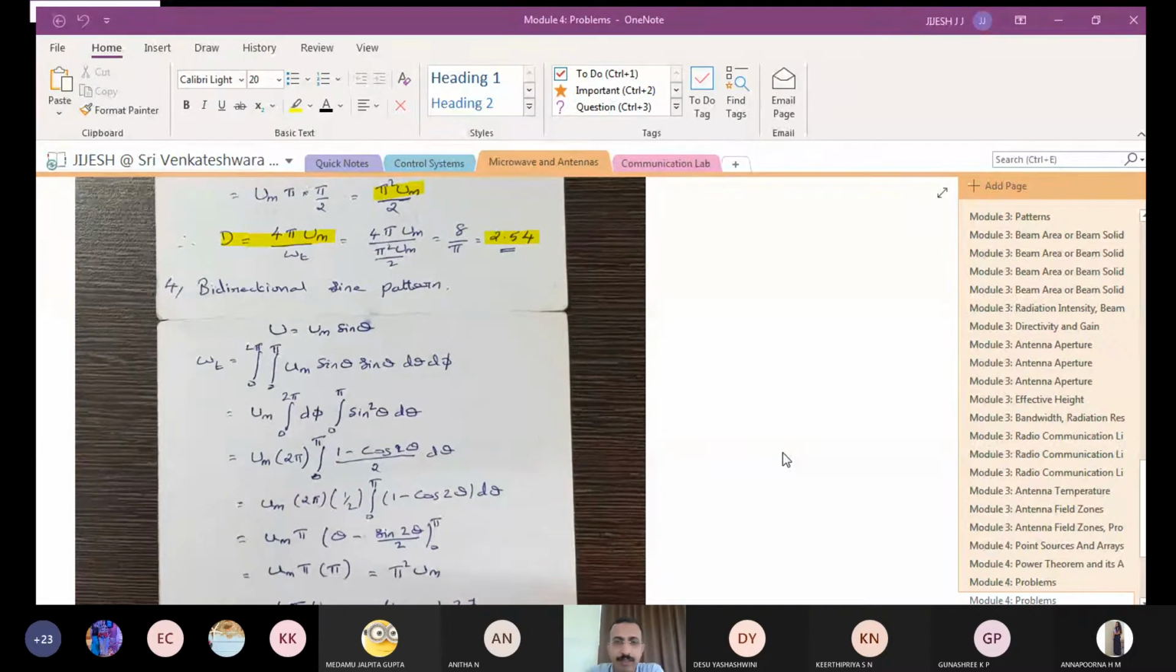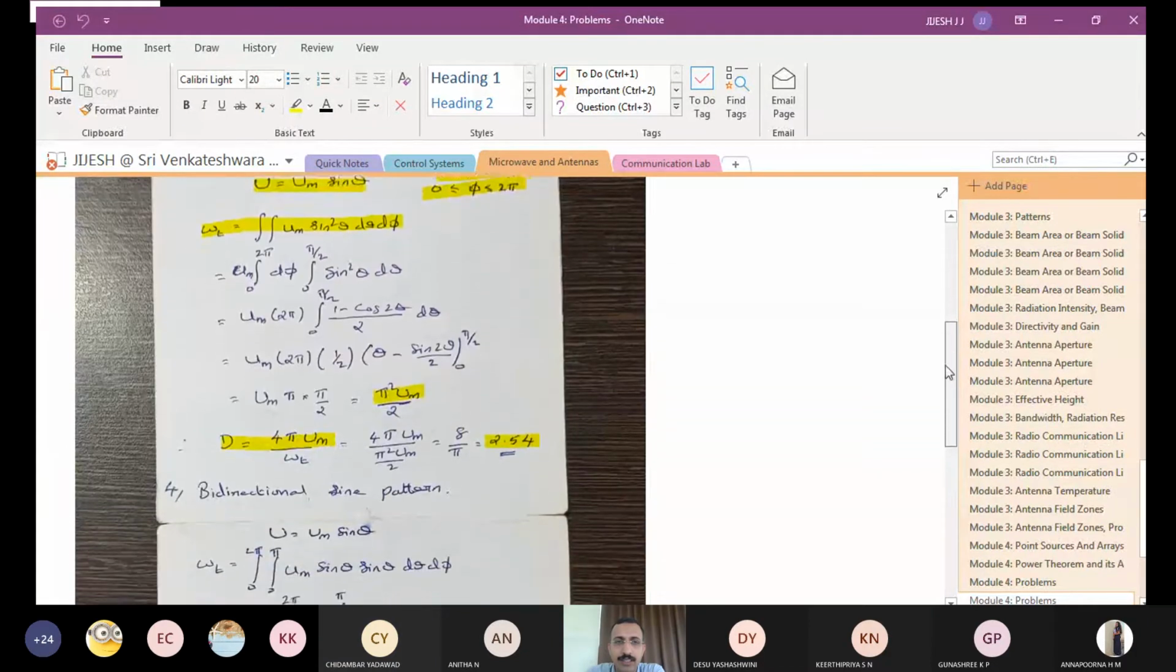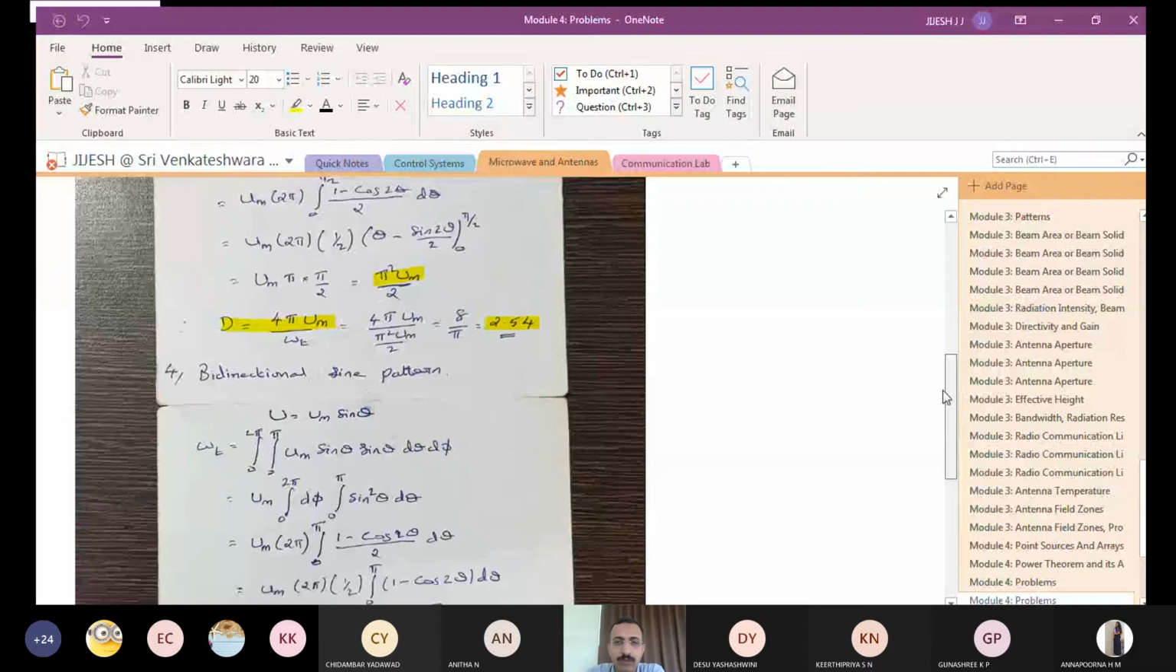Okay, fine. So we will continue from where we have stopped, and we will proceed further. We were in the process of finding out the directivity. You are all able to hear me properly, right? Yes, sir. Okay, fine. Let's continue with the bidirectional sine pattern. All of you have completed till where? All of you have done the unidirectional sine pattern? All of you got 2.54?